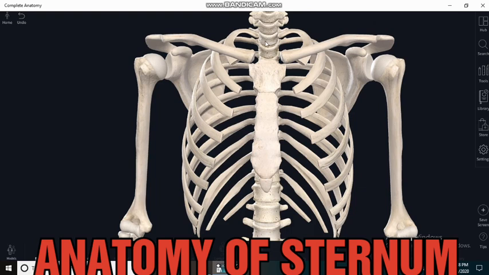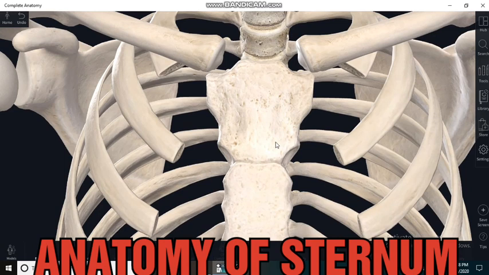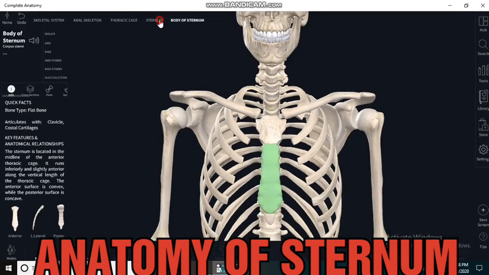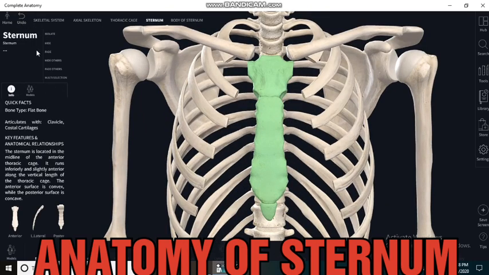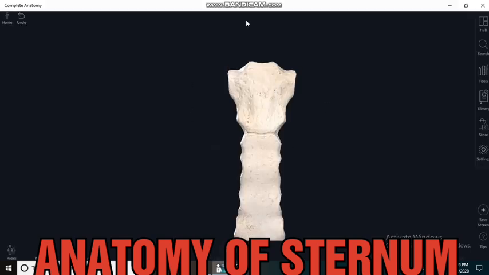The type of sternum is flat bone. Now let's discuss each part of sternum in detail. First we isolate the sternum. Here we have sternum. This trapezoid shaped part of sternum is known as manubrium. It is the uppermost part of the sternum.